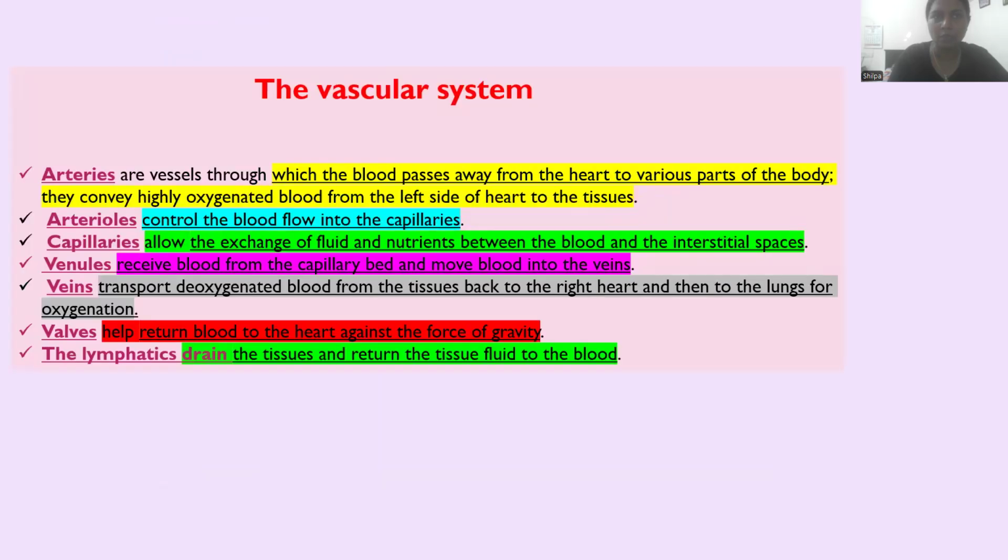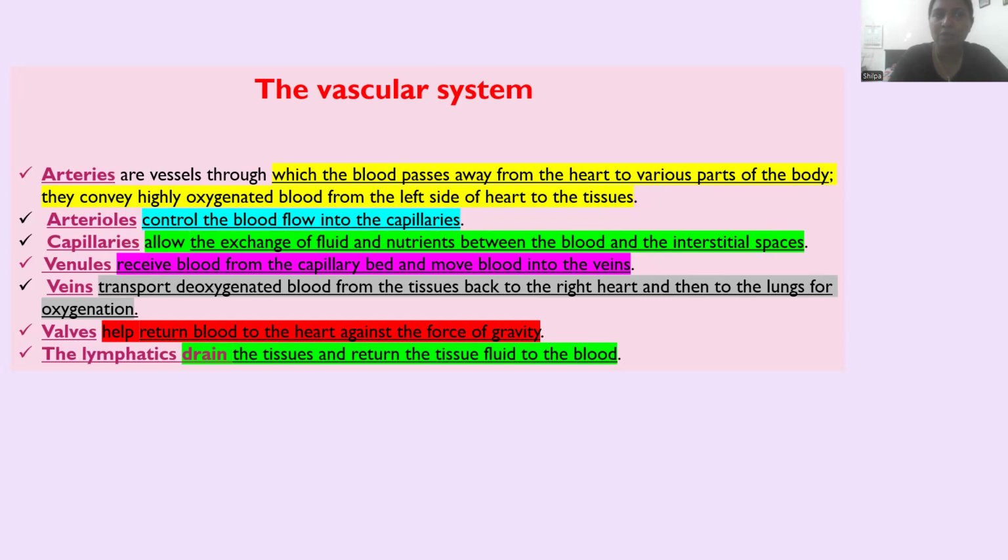And the heart rate and the vascular system. You should remember what the arteries are doing, then arterioles, capillaries, venules, veins, and the valves. A lot of things are there. Arteries are the blood vessels through which blood passes away from the heart to various parts of the body, carrying highly oxygenated blood from the left side of the heart to the tissues. Then arterioles control the blood flow into the capillaries, and capillaries exchange nutrients between the blood and the interstitial space.